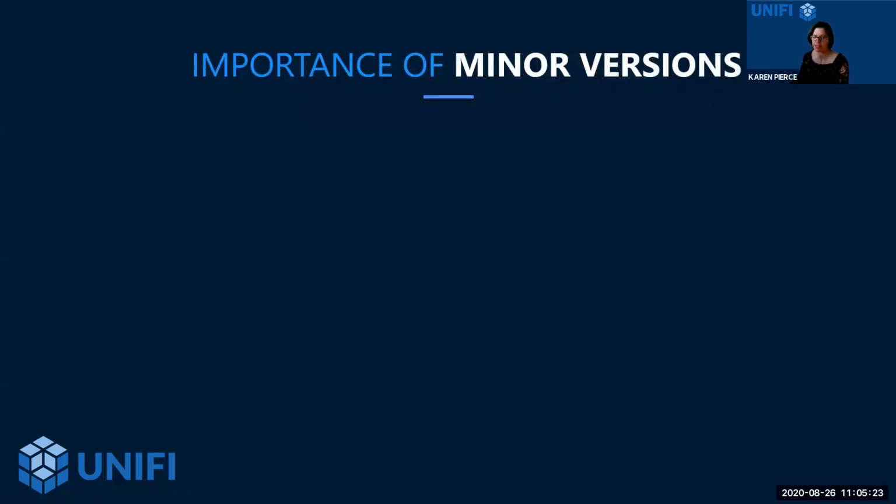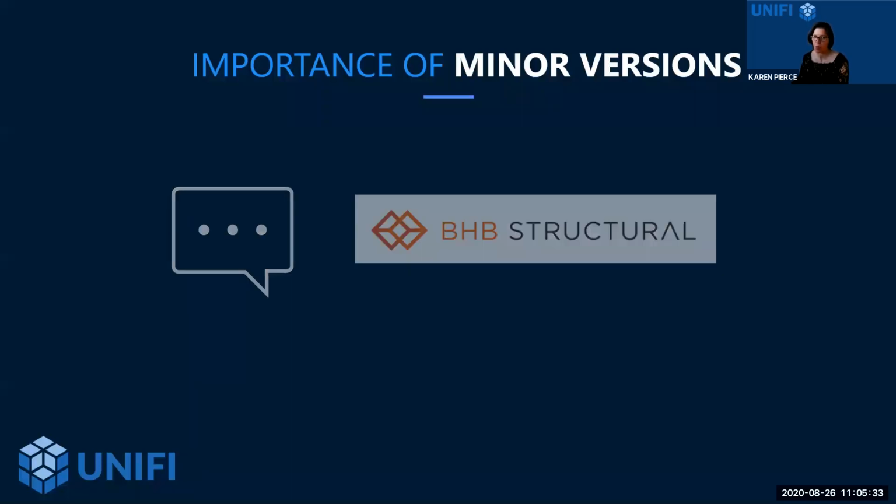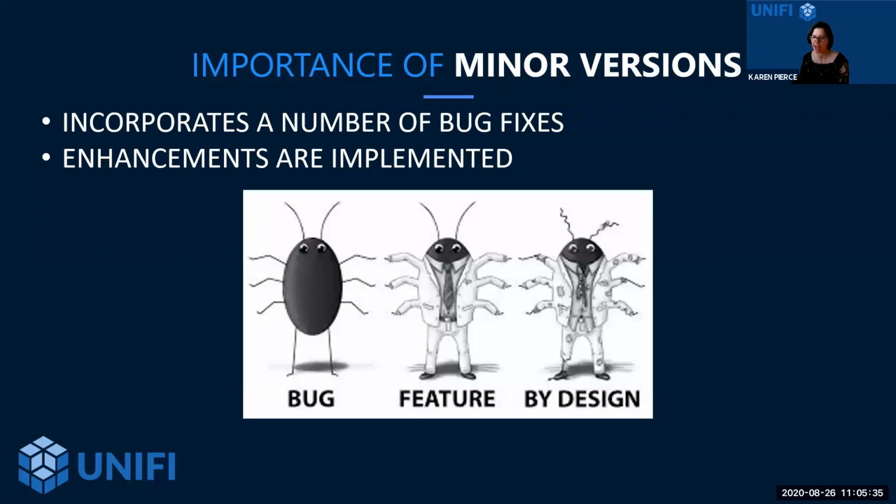Now, we also have to talk about the importance of minor versions. This actually came from one of our customers, BHP engineers, and what they really wanted to know was about the talking issues that might be occurring. Models definitely tend to crash if you're not on the same minor version of Revit. And why might that be?